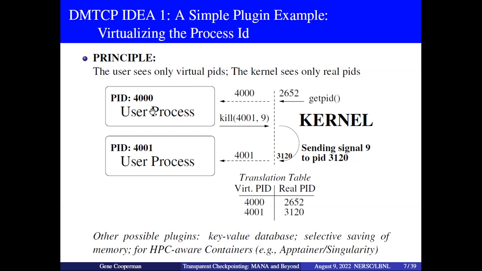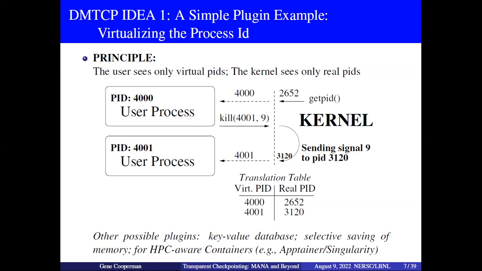So we have a user process. The joke that we tell each other is: never let the user know what their real process ID is. So this user process calls getPID. The kernel says, sure, your process ID is 2652. But we have a library of wrapper functions that wrap every system call in libc, which might use a process ID. So we see the 2652. We quickly copy into our private table 2652. And we remember that this is virtual process ID 4000. And then we tell the user your process ID is 4000.